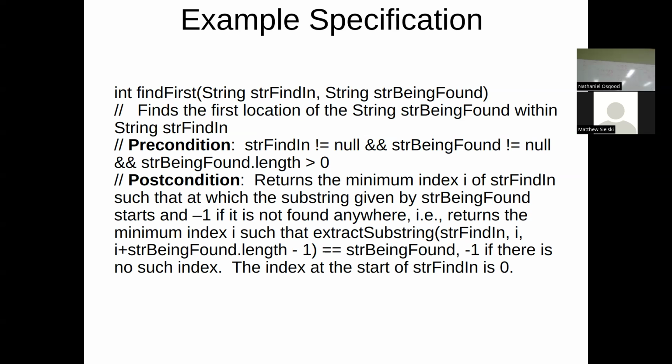Yes, Ali? Isn't it repetitive that the string being found is not null and then its length greater than 0? No, it's not ambiguous. Null is very different than the length. This is actually a good question, but you need to understand it's very different. In C and C++ and Java, those are two very different things.